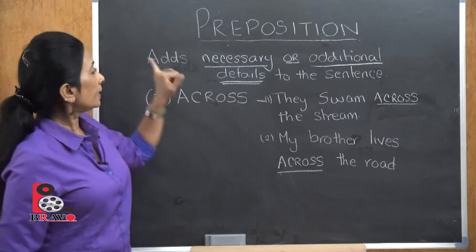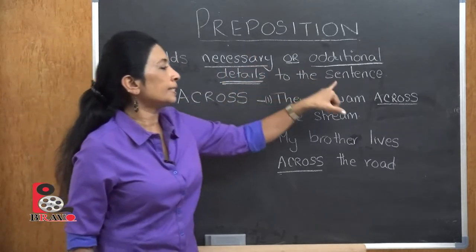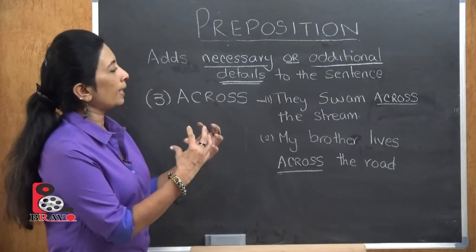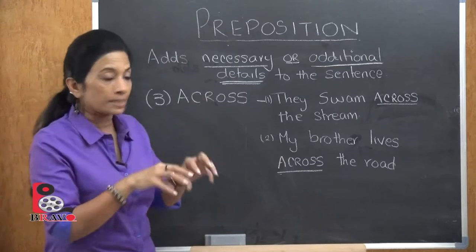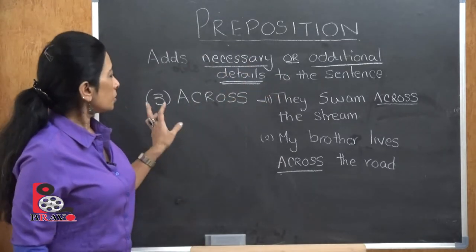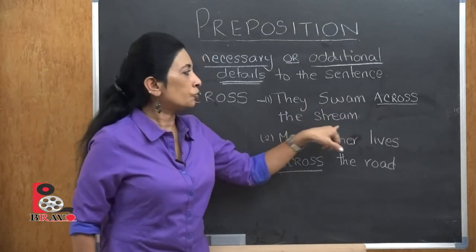I'll repeat again, it adds necessary or additional details to the sentence. So you can see by adding these words, it adds on additional meaning to it, and it's very necessary for you to use the preposition words to form the sentence. So across: they swam across the stream.